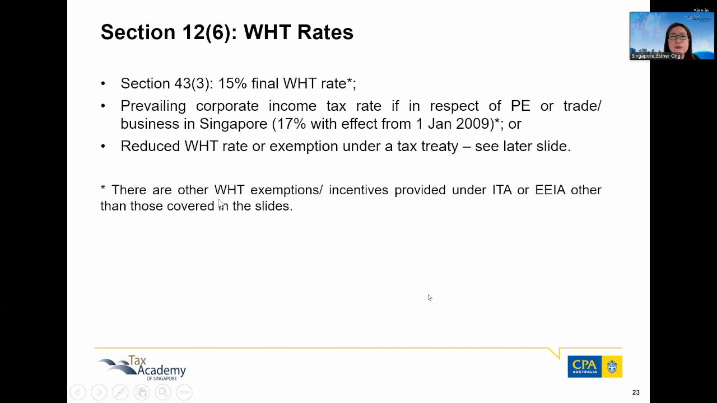There are also other types of withholding tax exemption or incentives provided under our Income Tax Act or Economic Expansion Act, other than those which are mentioned in this slide, but these will not be covered for the exam.